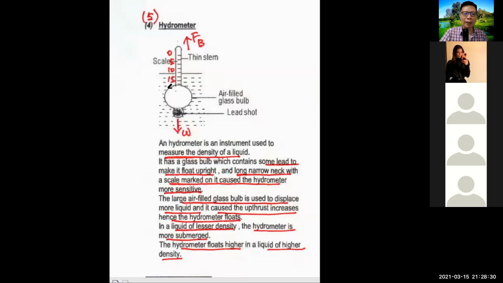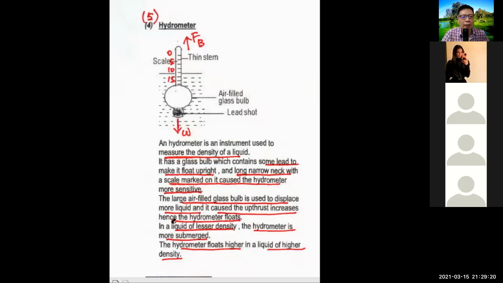The last one is the bulb. Why must this size be very big? Because you want to displace more water. The glass bulb is used to displace more liquid, so the upthrust increases, hence the hydrometer can float longer and not sink too fast. More water displaced means the buoyant force is stronger. When it sinks very fast, you cannot measure many things. You measure one or two types of liquid, then it sinks deep already, so no use. It should sink only a little bit. That's better, more sensitive.